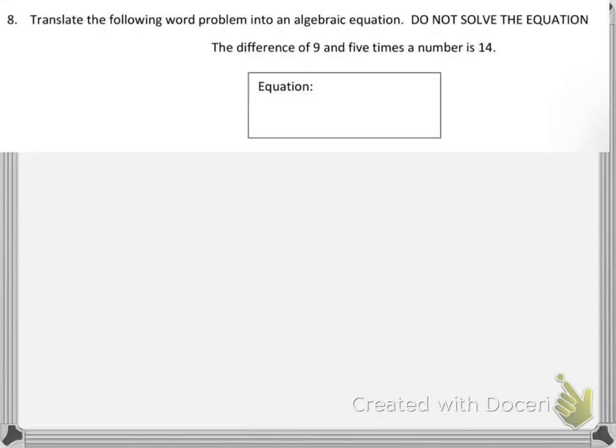All right, number 8 says the difference of 9 and 5 times a number is 14. Okay, so the difference of 9 and 5 times a number, difference means subtraction, is 14. So that's it.